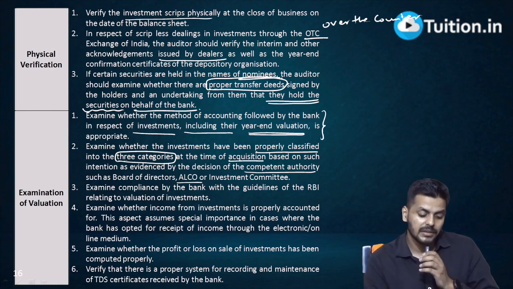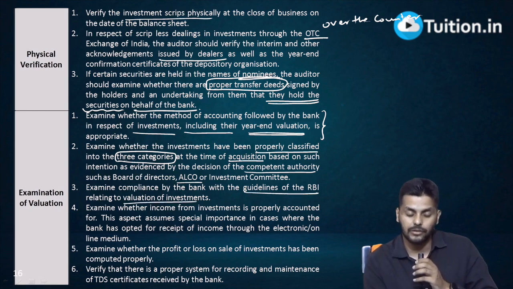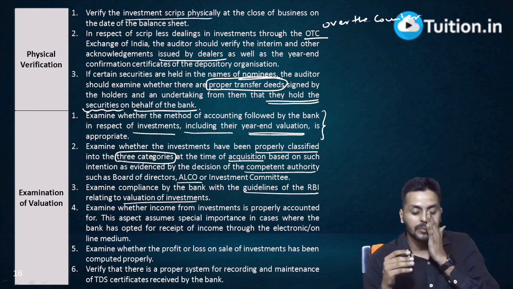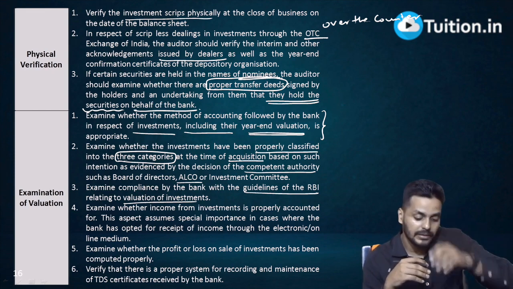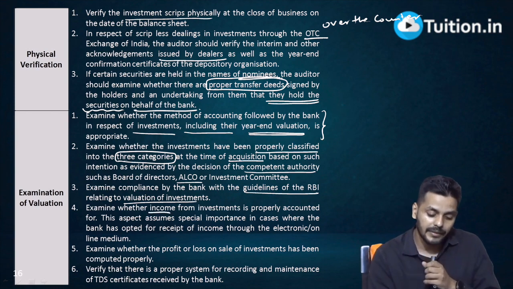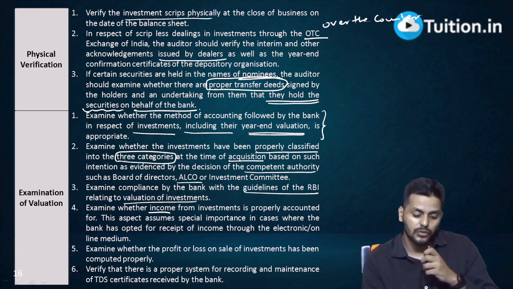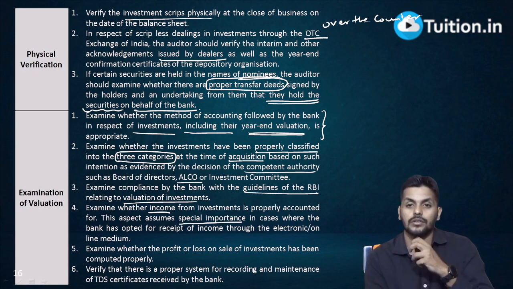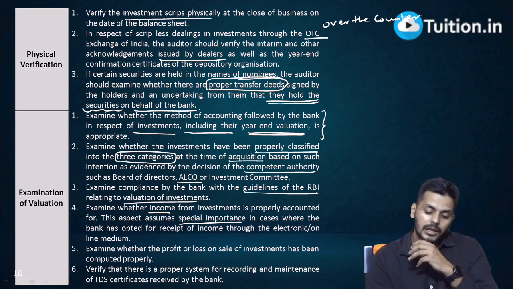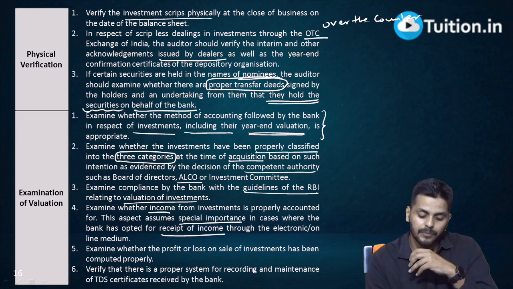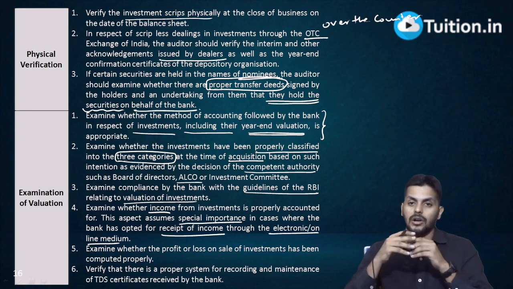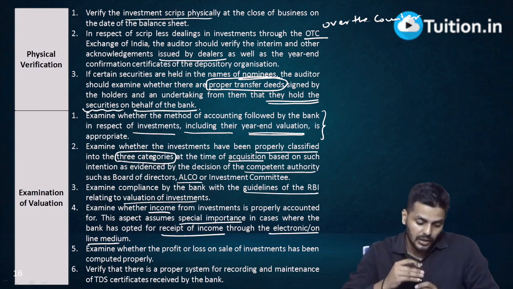Examine compliance by the bank with the guidelines of RBI on the valuation of investments. Examine whether income from investments is properly accounted for. This aspect assumes special importance in cases where the bank has opted for receipt of income through electronic or online medium. If anything has been obtained electronically or online, this is something to be taken care of.